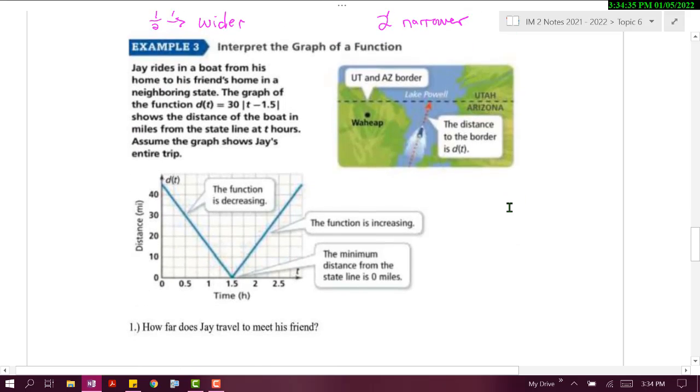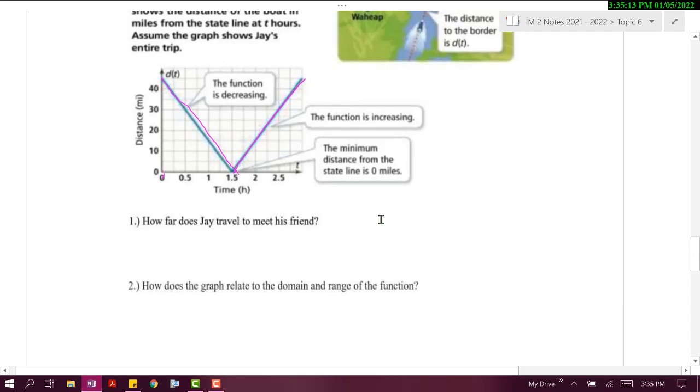Interpret the graph of a function. J rides in a boat from his home to his friend's home in the neighboring state. The graph of the function d of t equals 30 times the absolute value of t minus 1.5 shows the distance of the boat in miles from the state line at t hours. Assume the graph shows J's entire trip. So starting at 0 time, we went down to 0 distance, then we came back up. So it's decreasing to begin with, it's increasing, and the minimum is at 0 here. So that's what we're going to be looking at.